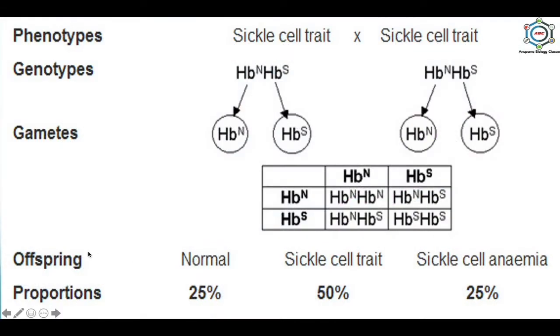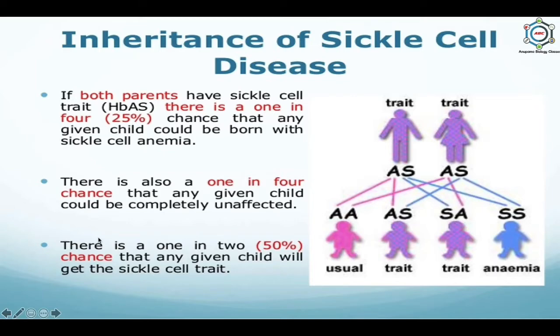Now, here you can see the inheritance of sickle cell disease. If both parents have sickle cell trait, so what is sickle cell trait? A person has one gene for normal hemoglobin and one gene for sickle cell hemoglobin, that means HbA, HbS. This heterozygous condition is called sickle cell trait. So, if both parents have sickle cell trait, there is a 1 in 4 chance that any given child could be born with sickle cell anemia.